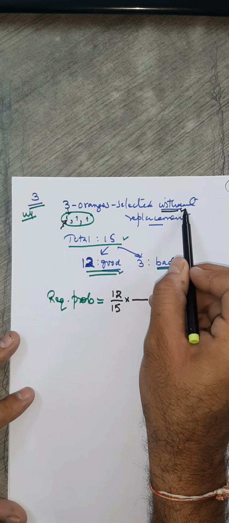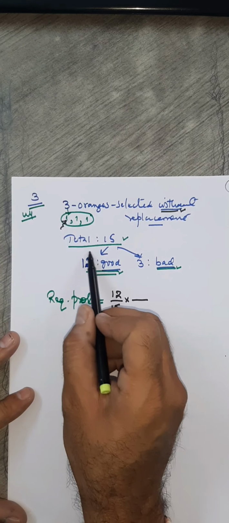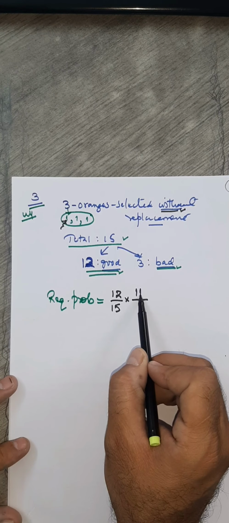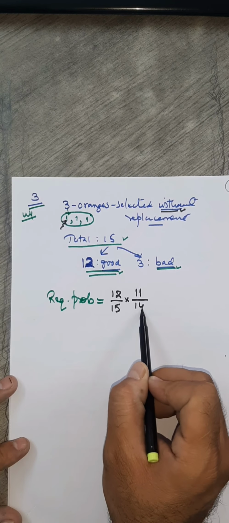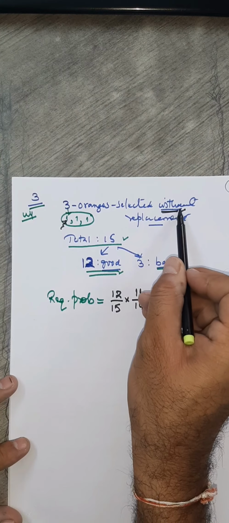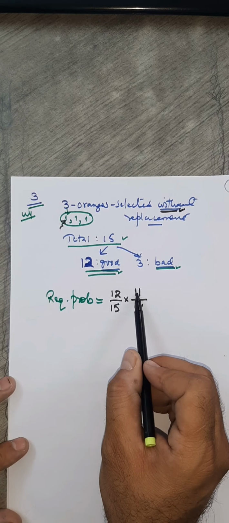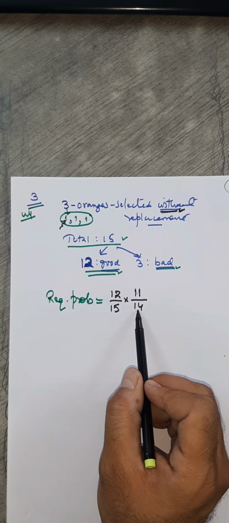Selected one is not placed. So now, good ones, how many? Out of 12, one you have already chosen, so here it is 11. Total out of 15 will be 14, because the selected one is not placed. You see the condition here: without replacement. So you are left with 11 good and total 14.